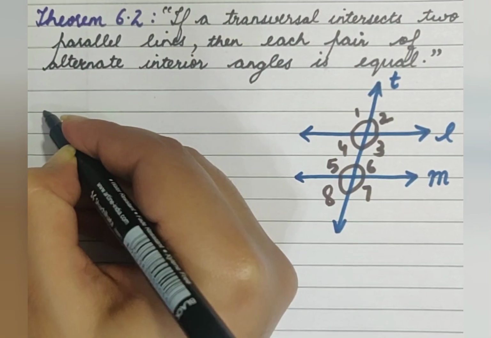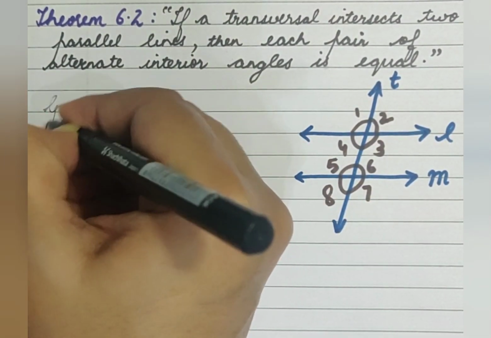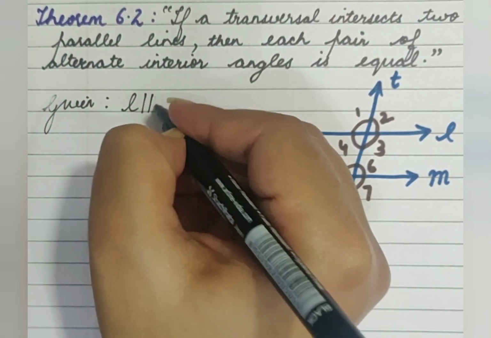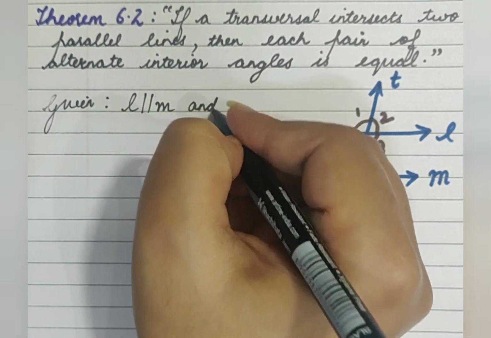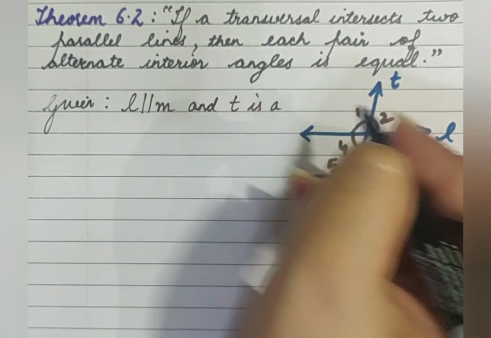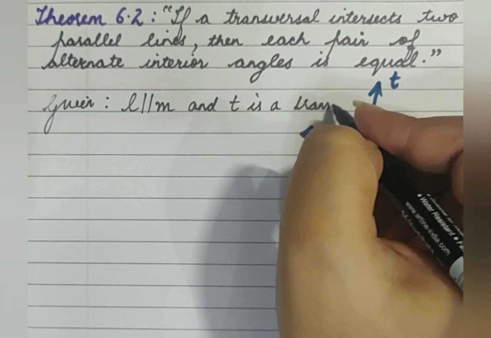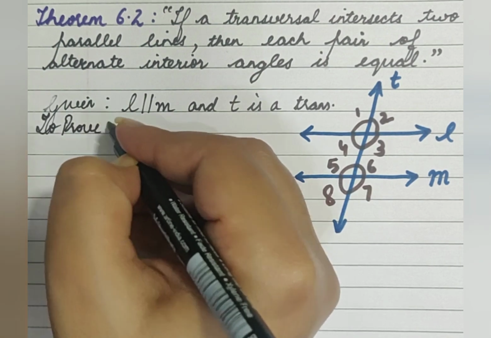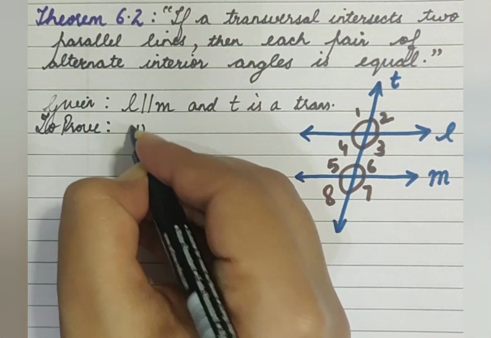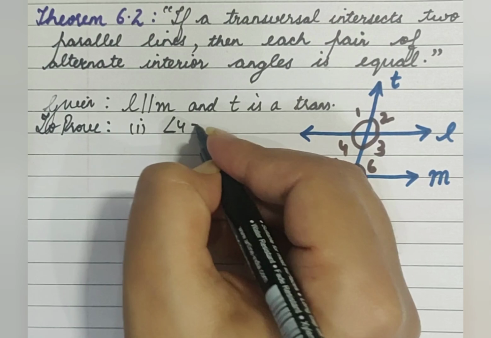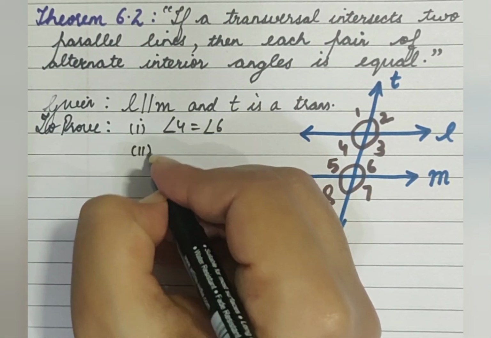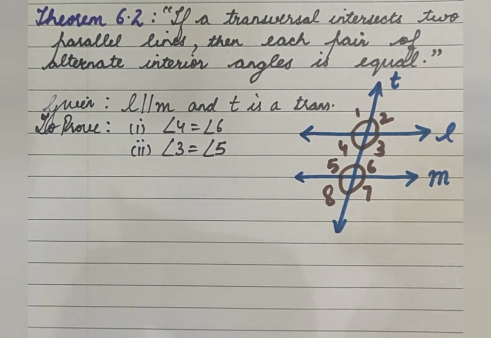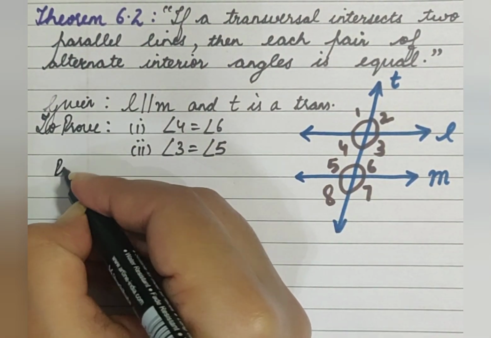So let's write the given and to prove first. Given is L is parallel to M and T is a transversal. You have to prove angle 4 is equal to angle 6 and angle 3 is equal to angle 5. These are the two things to be proved. So let's look at its proof.